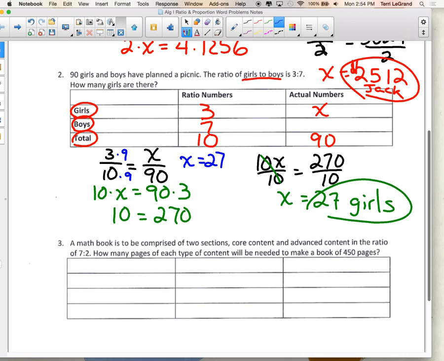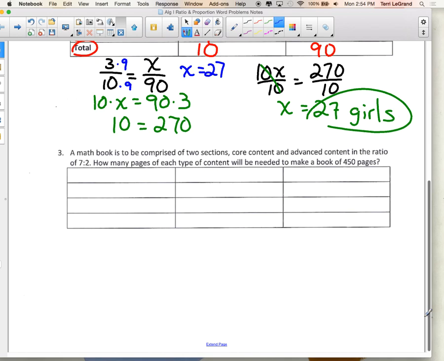Okay, in this next one, we're talking about a math book that is made up of core content pages, pages where you're learning the skills you have to learn, and advanced content pages, the pages they throw in there to challenge you, make you think even harder on those skills. Altogether, this book is supposed to have 450 pages, and they give us a ratio of 7 to 2. Did it say which one they give more of or less of? Then we just go with whichever order they gave it in, so core and advanced content.